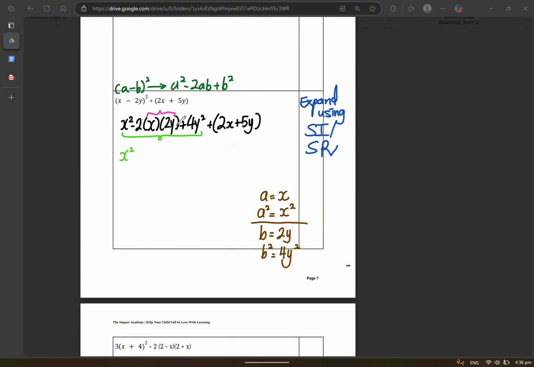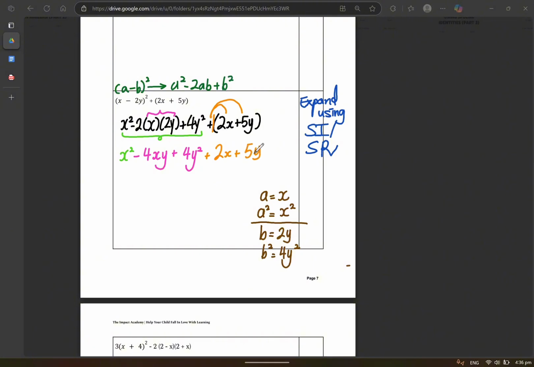X squared remains. I always tell my students, focus on these two first. X times 2y becomes 2xy. Then you times another 2 over here. That becomes negative 4xy plus 4y squared. This part a lot of you would think, oh yeah, nothing much to do. Yeah, you're right, nothing much to do. But always remember there's an invisible one over here. But because it's a positive invisible one, my expression still stays the same.